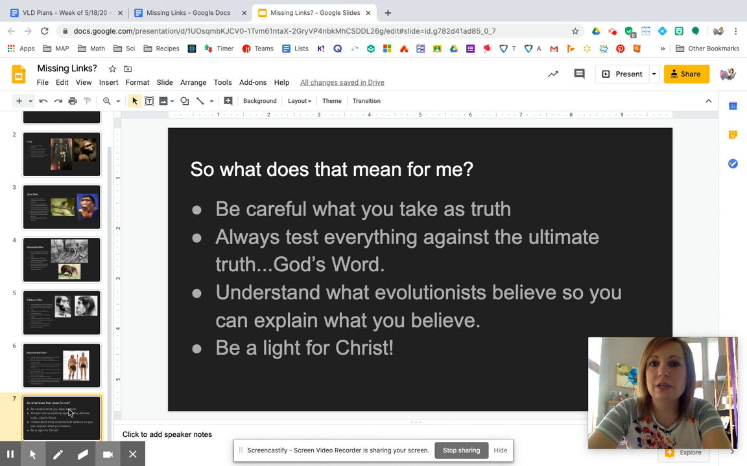You do need to understand what evolutionists believe so you can have intelligible conversations with them, so you don't just rip into them, but rather can intelligently discuss and talk about what you believe and have an argument behind what you believe. And lastly, knowing all this allows you to be a light for Christ.